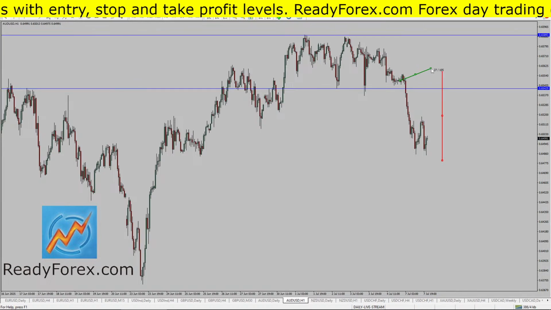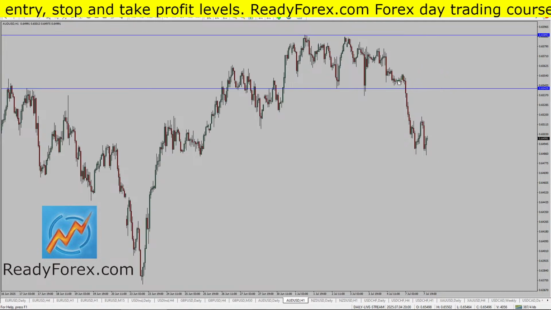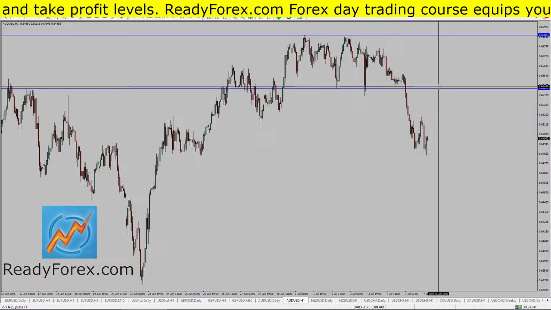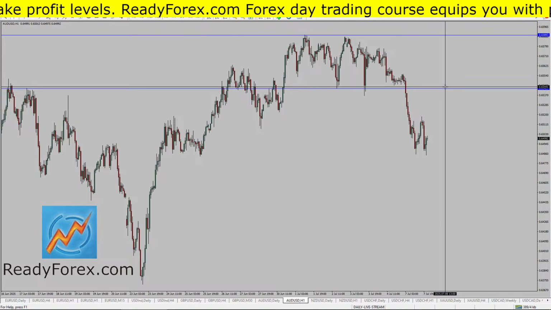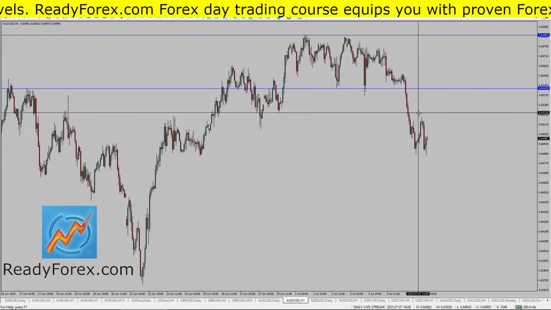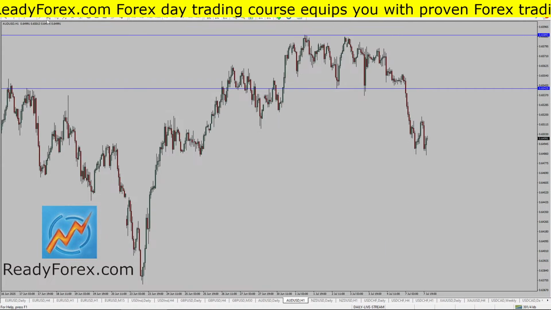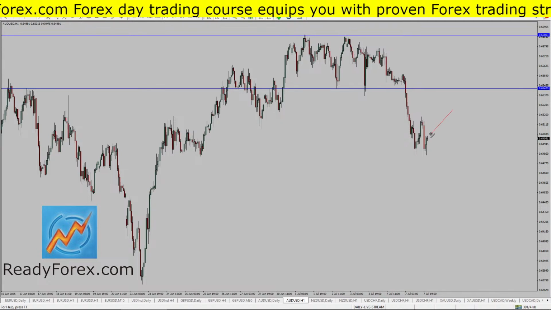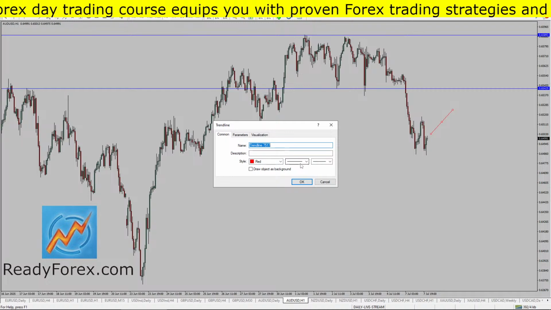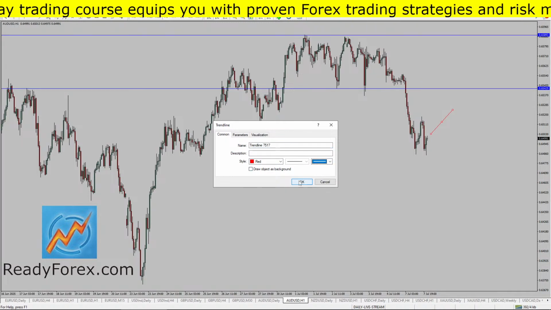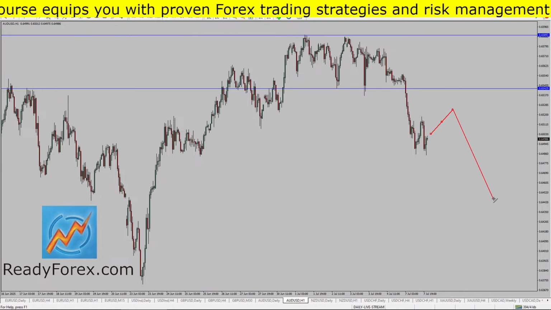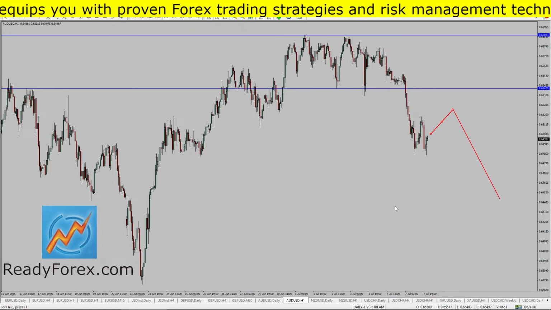The uptrend is only going to resume itself if price action closes bullish candlesticks above the 0.6544 area. Otherwise, it's quite possible that we are going to get just a corrective wave over here, just a short-term pullback, something like this is going to happen, and then price action is going to resume the downtrend.